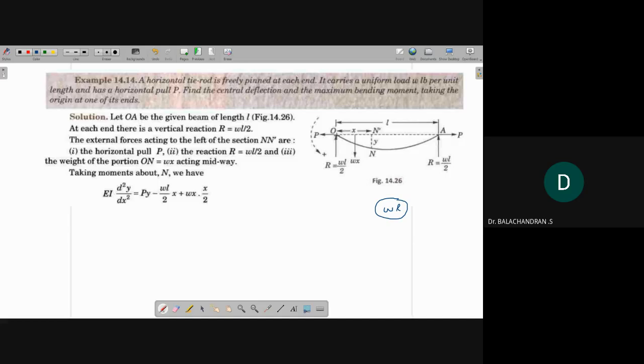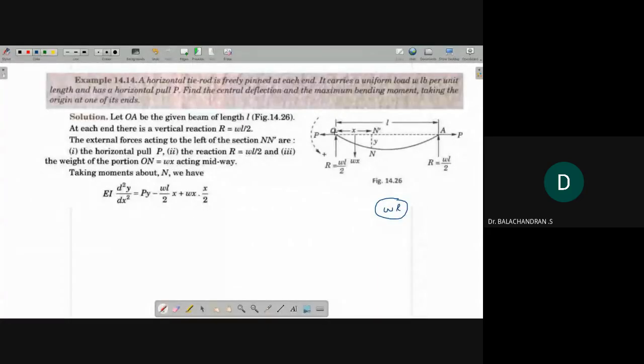Second one is the reaction, R. Third one is the weight of the portion ON. The weight of the portion ON is equal to WX or omega X acting midway. Why is the weight of the portion ON equal to WX acting midway?